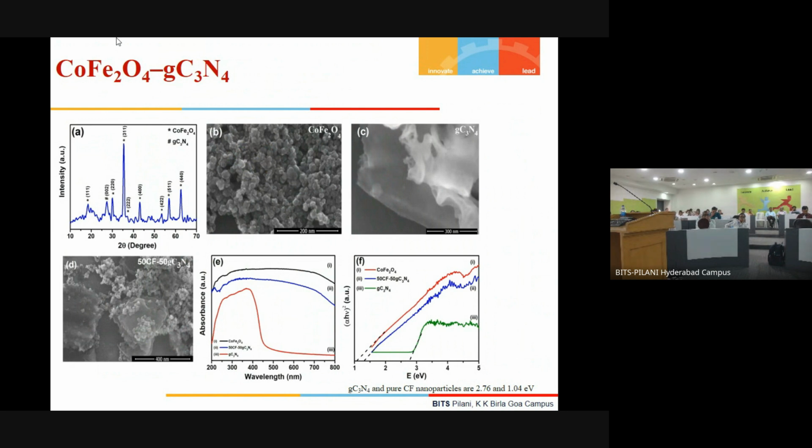And we have done solid state UV DRS spectroscopy. If you see, this red color is the graphitic carbon nitride, but when we have added the cobalt ferrite, long range absorption is happening. The graphitic carbon nitride has a 2.7 electron volt band gap, but by addition of some amount of cobalt ferrite, it has reduced to 1.4. Sorry, cobalt ferrite is 1.04, so it has become 1.4.